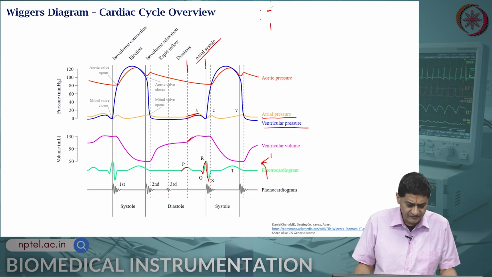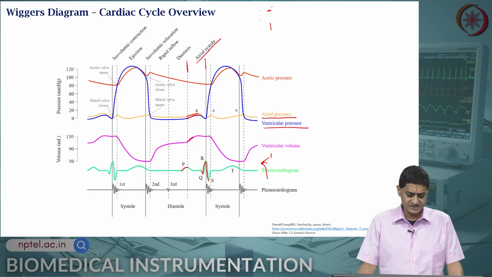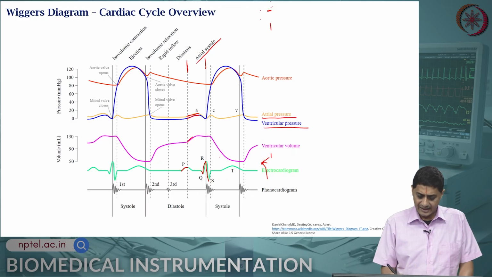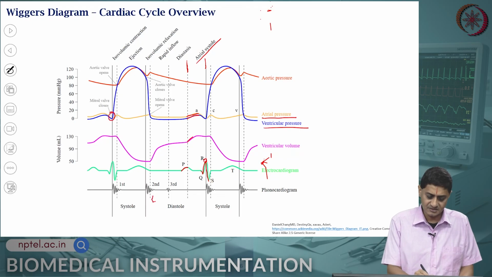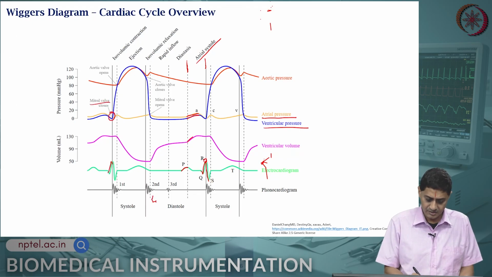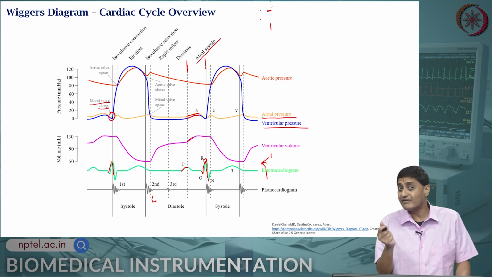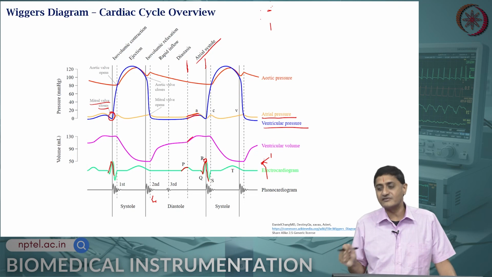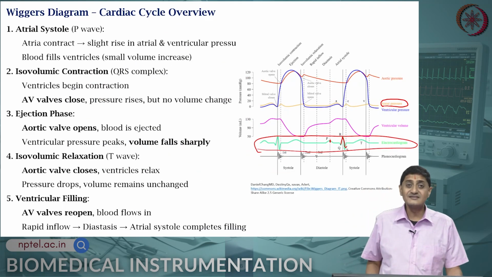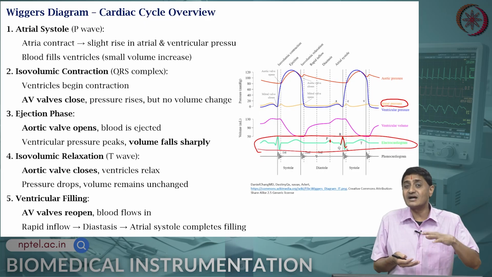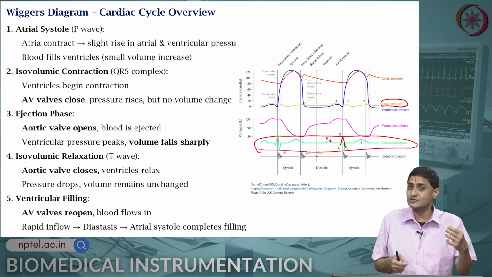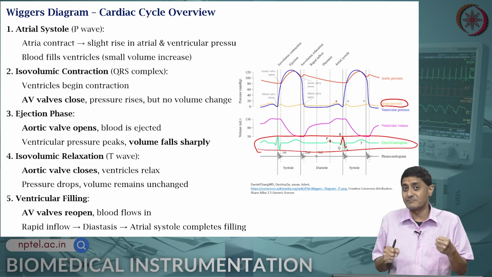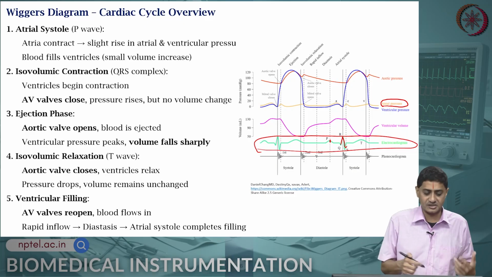The status of the valves is mentioned here. At around the QRS complex is when the mitral valve closes. So, the valves are closed, and then there is contraction of the ventricle, right. This is the time when the aortic valve is closed, the mitral valve is closed, but the contraction of the ventricle happens. This is isovolumetric contraction.